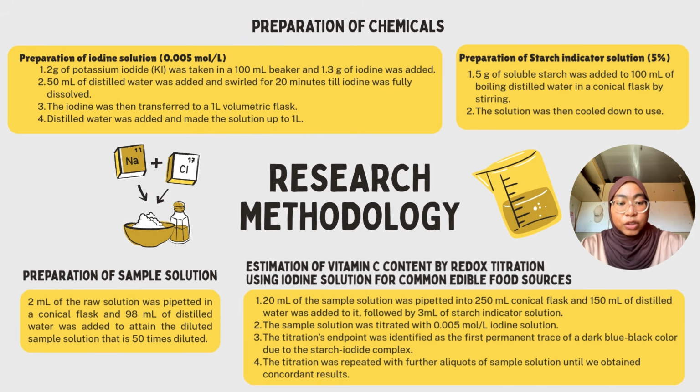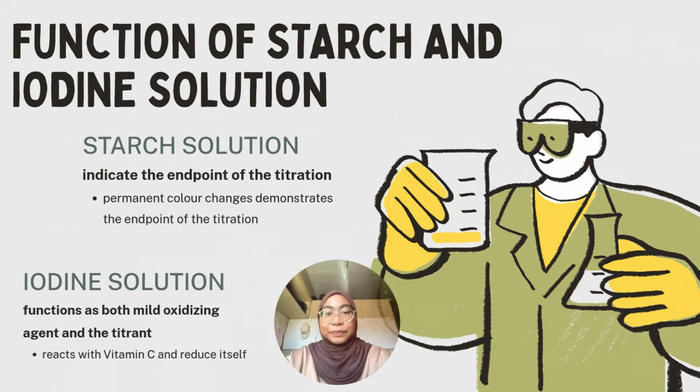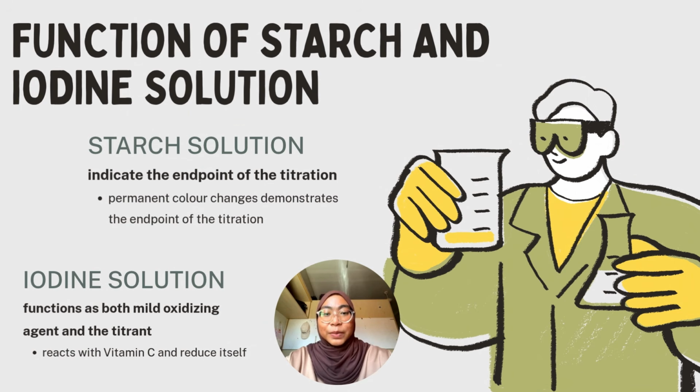Then, the titration endpoint was identified as the first permanent trace of a dark blue-black color due to the starch-iodide complex. Then, the titration was repeated with further aliquots of sample solution until we obtained concordant results. In the previous preparation of chemicals, we had prepared starch and iodine solution. So, what is the function of both solutions?